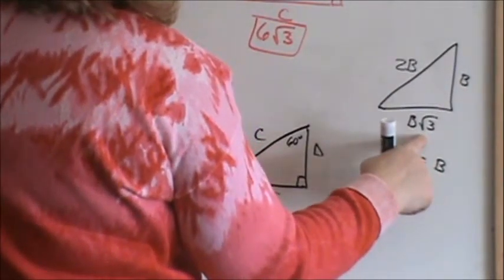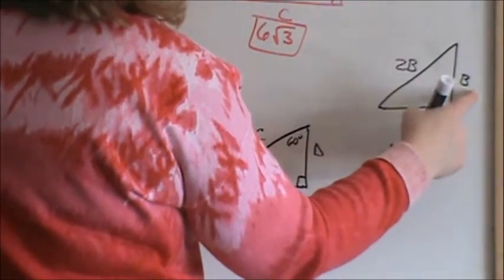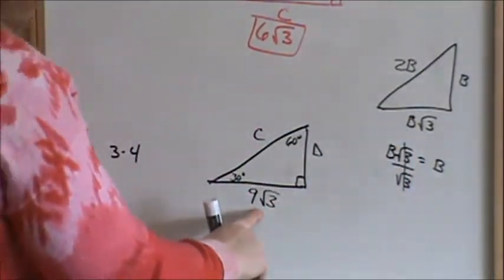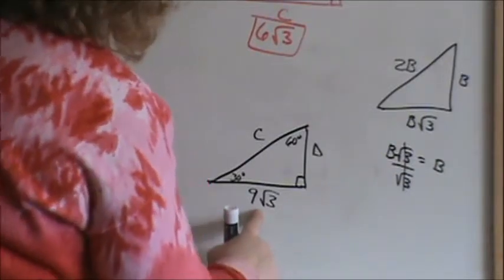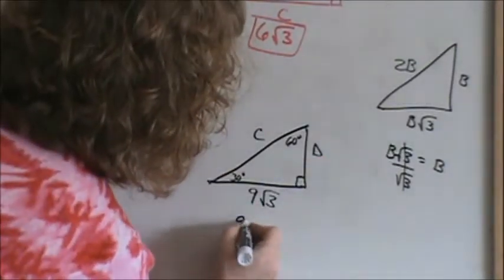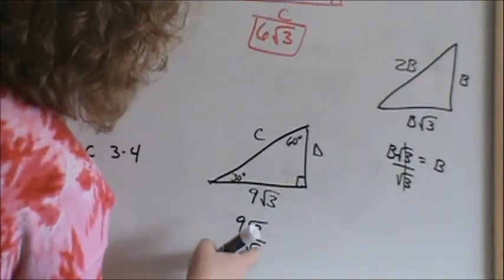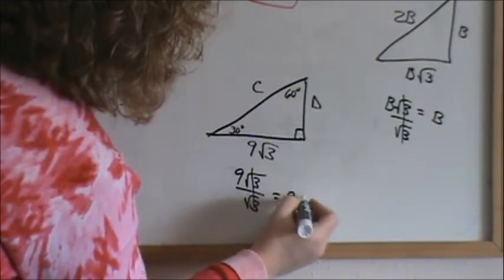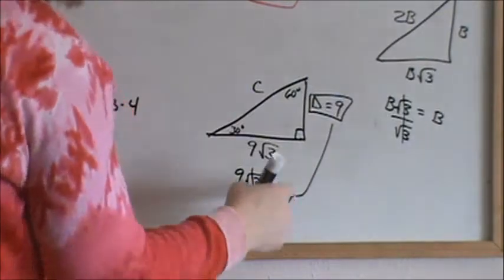Okay? My recommendation, no matter if you're given the hypotenuse or the long leg, always find the short leg first, then find the other one, okay? So here we are given the long leg, so I always recommend find the short leg first, okay? So to go from the long leg to the short leg, we take our long leg and divide it by square root of 3. Square root of 3 divided by square root of 3 equals 1, and we're left with 9, which means our D equals 9. Our short leg equals 9.